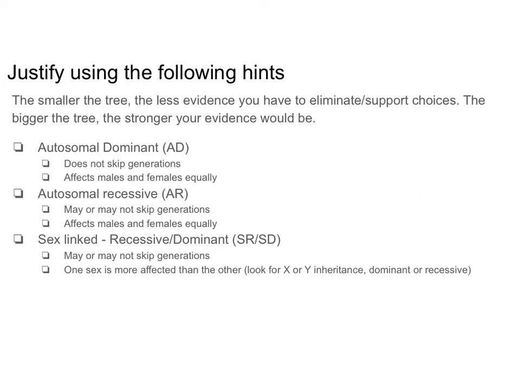And then keep in mind that the smaller the tree is, the less evidence you're going to have to eliminate or support a choice. So if a tree is very small, you're not going to be able to eliminate as many of these as you would if you had more information and more members of a tree to follow. So let's get started with the actual justification trees itself.